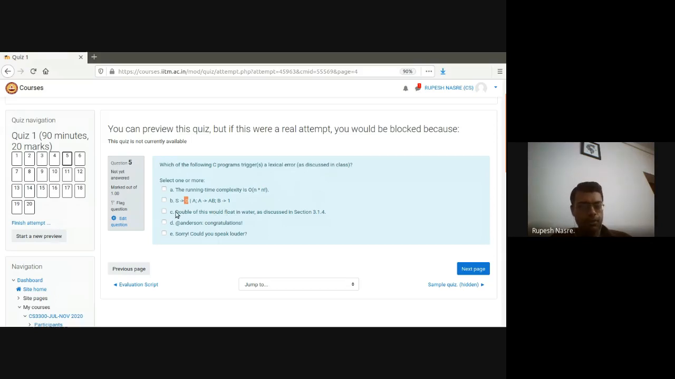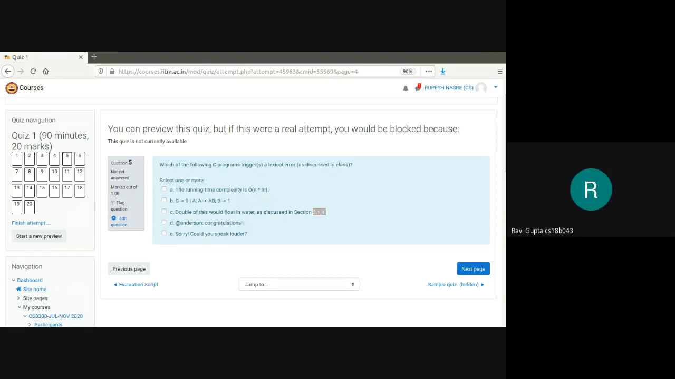Okay, let's come to the third one. So double of this would float in water. All of this is fine. You will not get any error even for double or float. Comma will not give an error as discussed in section 3.1.4, followed by a dot. What is the take by students on this one? Sir, the regex would try to match the max string. So first it would match 3.1, then 0.4, and then just the dot. Yes, so it should not give an error.